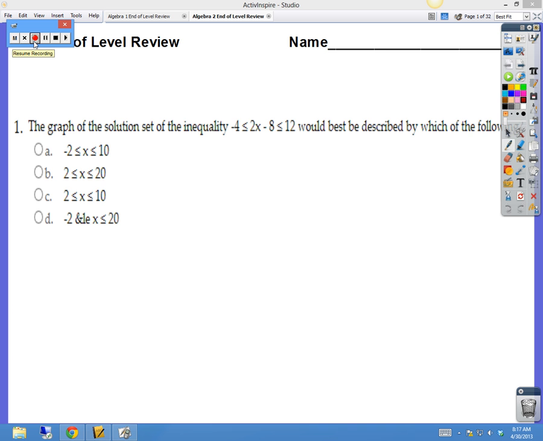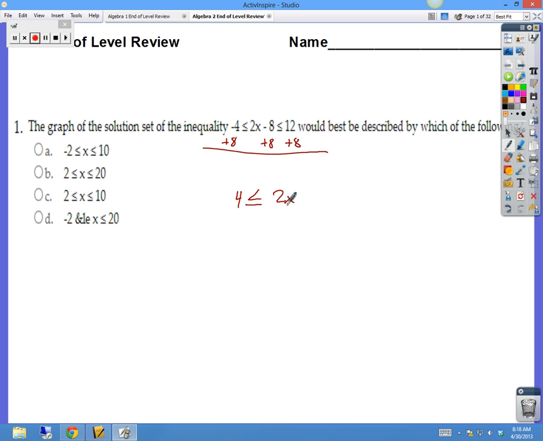So you've got to solve for x. You need to undo the minus 8 first, so let's add 8, but you need to add 8 to each of the middle, the left, and the right. So if you add 8 to each side, on the left you've got 4, then less than or equal to 2x, less than or equal to 20.